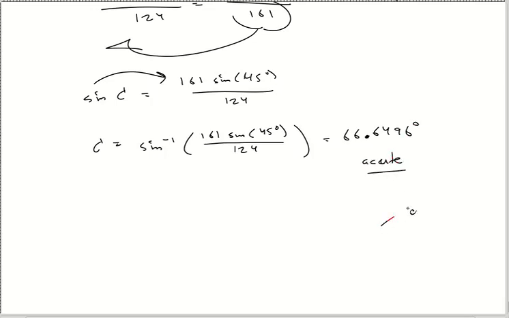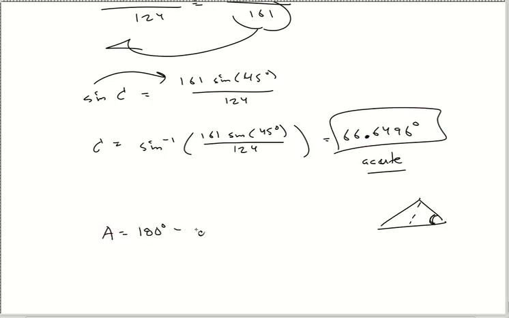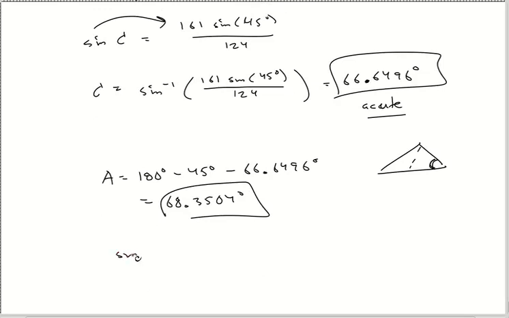Notice that this is acute. What that means is, we just found this angle. So just like last time, this is one of my answers. It's the acute version. This is the acute problem that we're going to be working with. To find the A, I'm going to use the 180 rule. So 180 minus that 45 originally, minus the 66.6496, and I found my A to be 68.3504. And then to find little a, I'm going to use the law of sines again. I already got capital A, so might as well put that in, over little a.